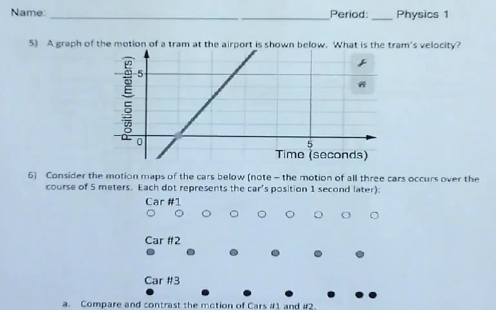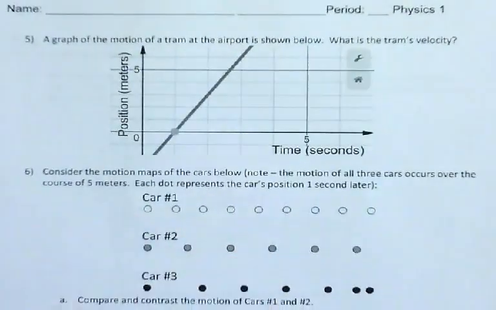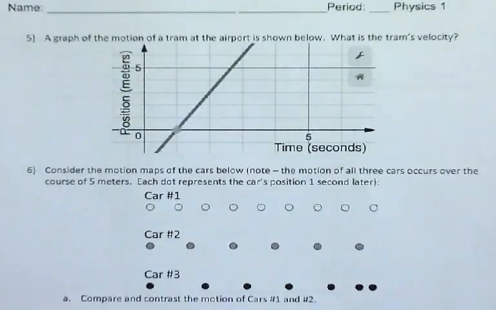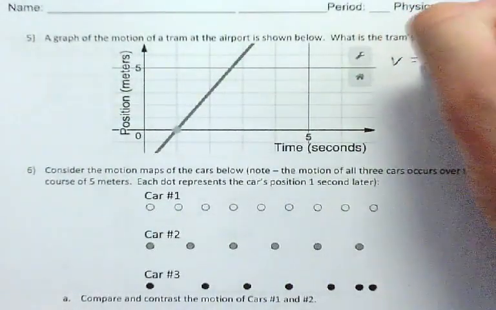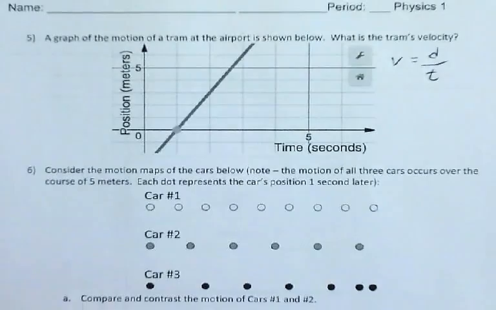Okay, a graph of the motion of a tram at the airport is shown below. What is the tram's velocity? Okay, so here's how I go about doing that. We know the equation for velocity is displacement over time. So what I do is I figure out what the displacement is, in other words, what's the position change in some amount of time.